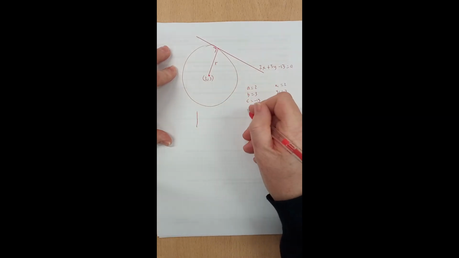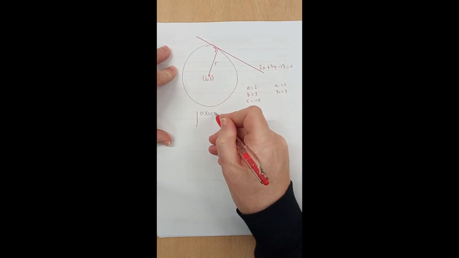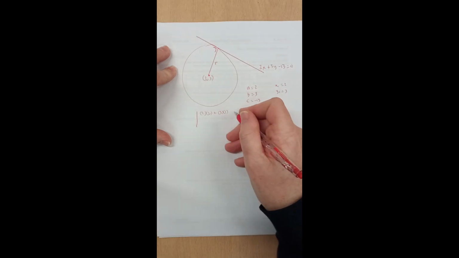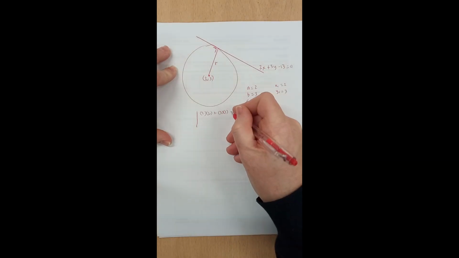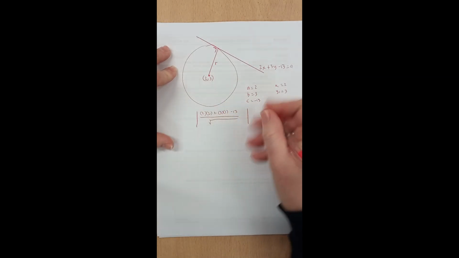The absolute value of a times x1, plus b times y1, plus c, all over the square root of a squared plus b squared.